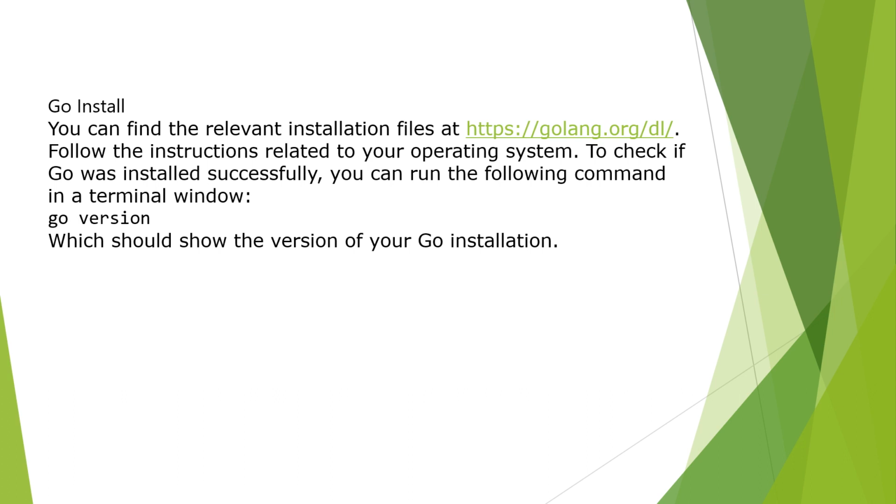Go has memory management, and Go works on different platforms like Windows, Mac, Linux, etc. And Go install. You can find the relevant installation files at this URL and follow the instructions related to your operating system. To check if Go was installed successfully, you can run the following command in a terminal window: go version, which should show the version of your Go installation.